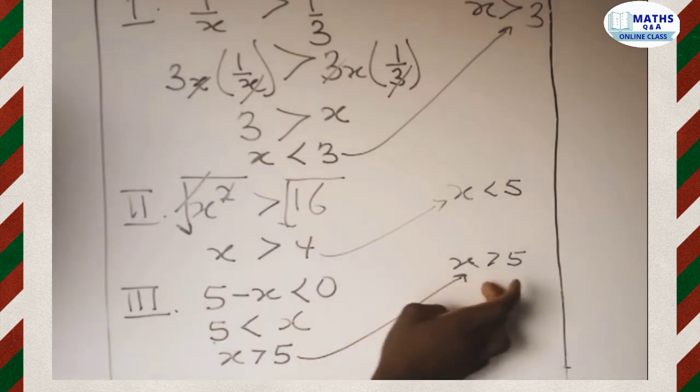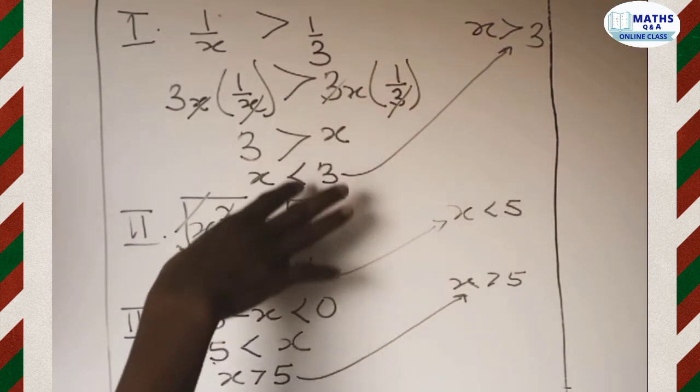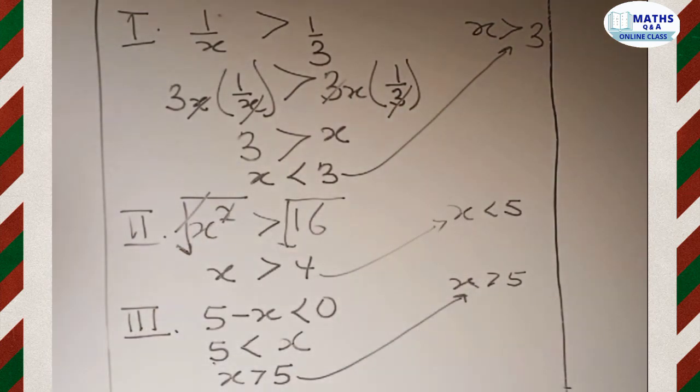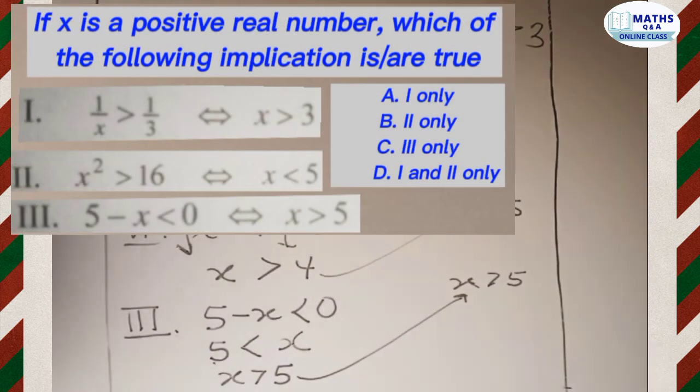So comparing 1, 2, 3, we see that the first one and second one are not true, but the third one is true. So let's go back to the question given to us. Which of them do you think is correct? The correct answer is C, which is III only.